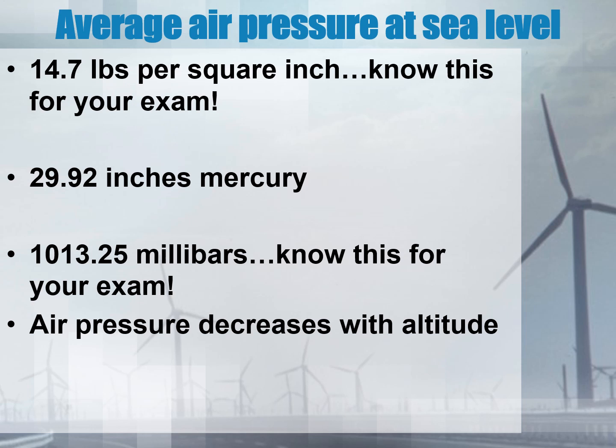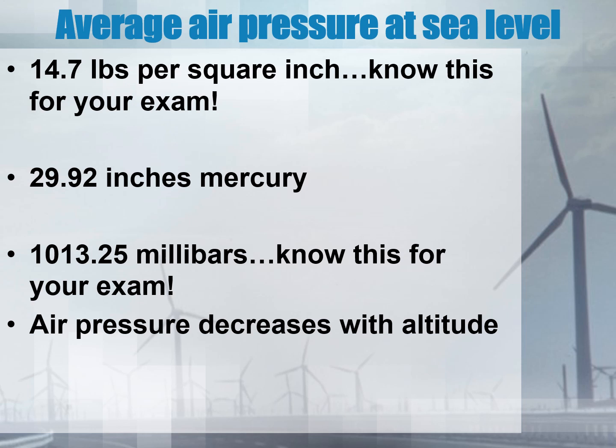Okay, I'm going to want you to know all three of these for your second exam. The average air pressure at sea level, we can express it in three different ways: pounds per square inch, PSI; inches of mercury, not centimeters, I think I said centimeters earlier; and millibars. All right, so 14.7 pounds per square inch, that is our average air pressure at sea level.